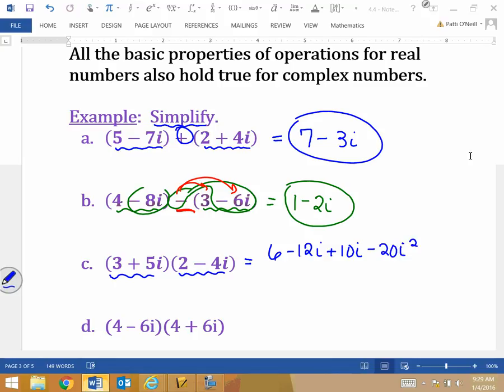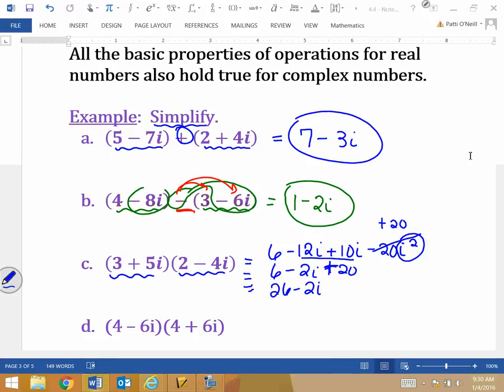Now, in all of these problems, you're going to have some more simplifying that you can do. We're going to look to combine like terms. We're going to look to simplify powers of i that we know can be simplified further. So we're going to get 6 minus 2i, because these are like terms here. And then we know that i squared is equal to negative 1. So because the i squared is equal to negative 1, and we're multiplying that by the negative 20, this turns into a plus 20. So we end up with plus 20 there. So our final answer is going to be 26 minus 2i.